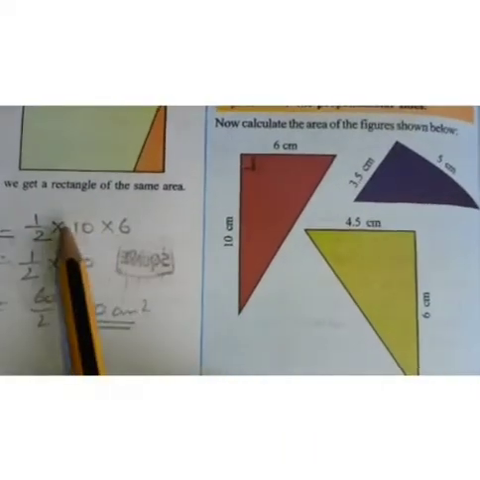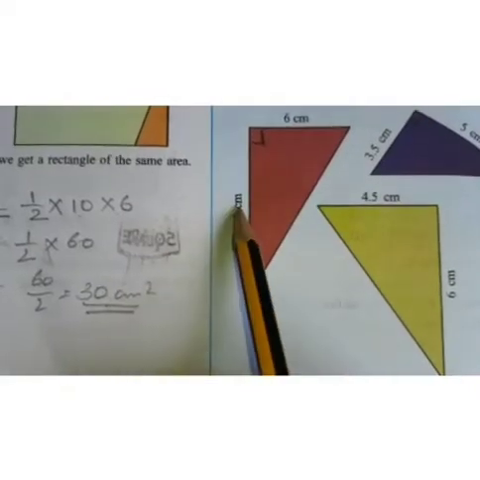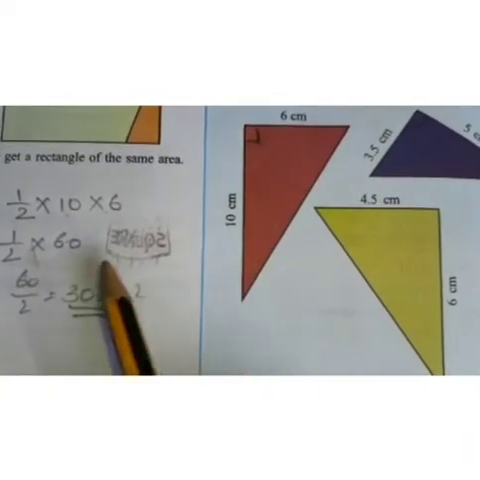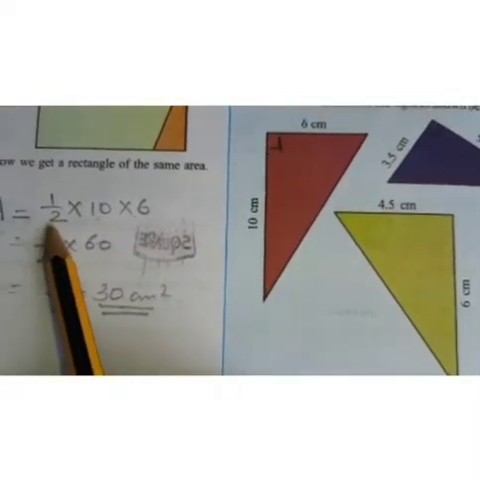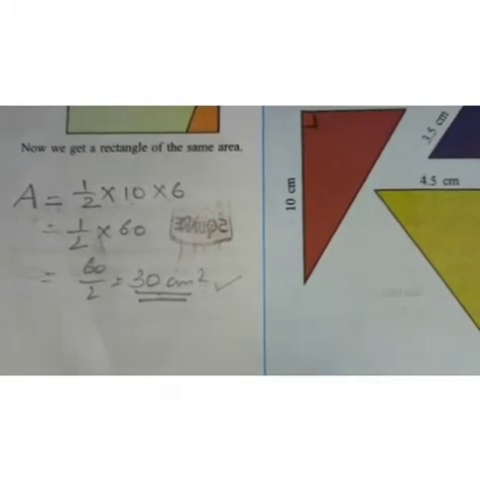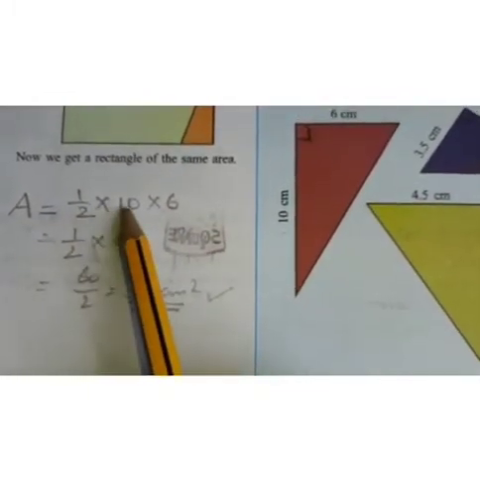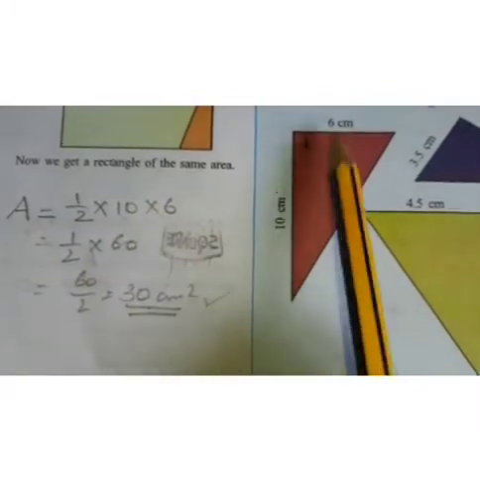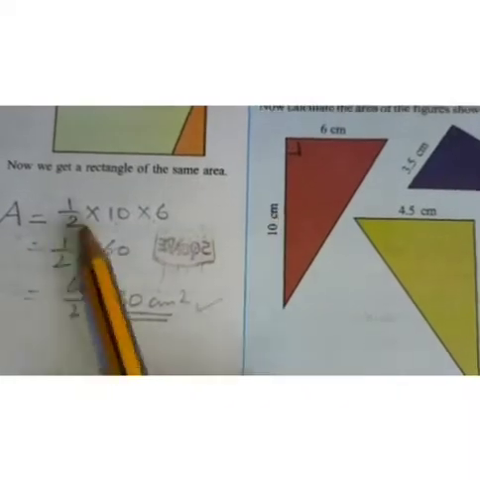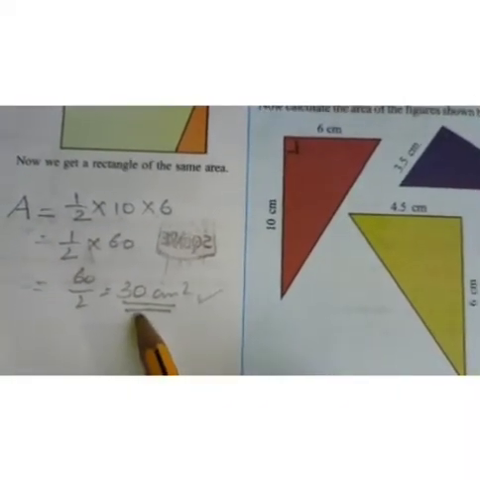So take half of the product of perpendicular sides. So 10 and 6 are the two perpendicular sides, multiplied by half. So we'll get the answer as 30 centimeter square. So half into 10 into 6. Take the product of these two perpendicular sides, and take the half. We will get the area of the triangle.